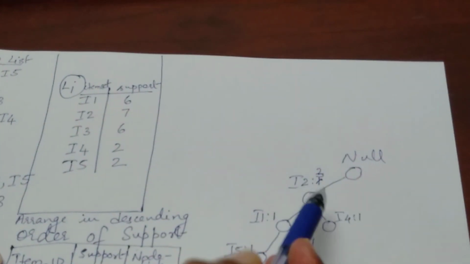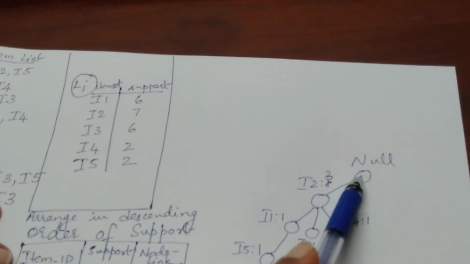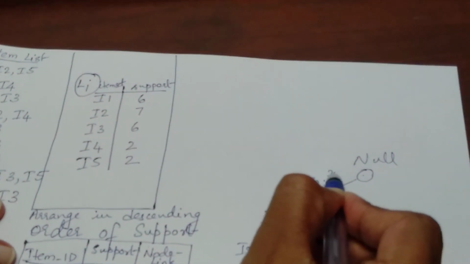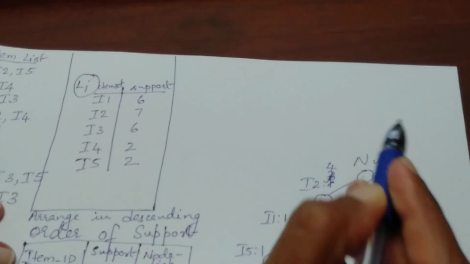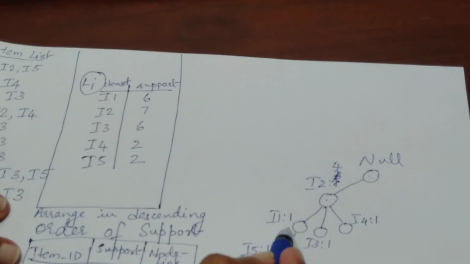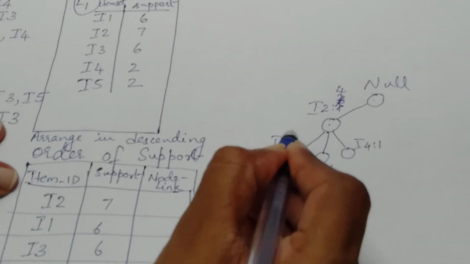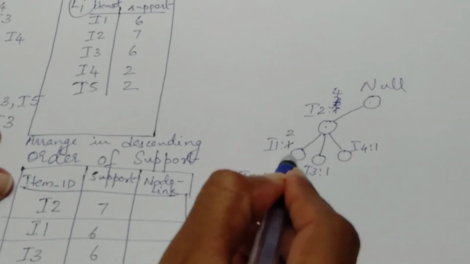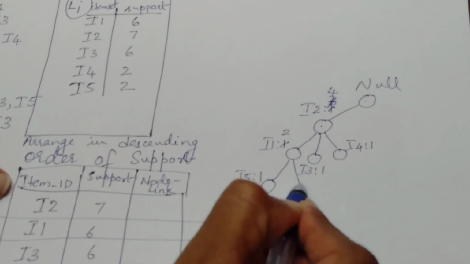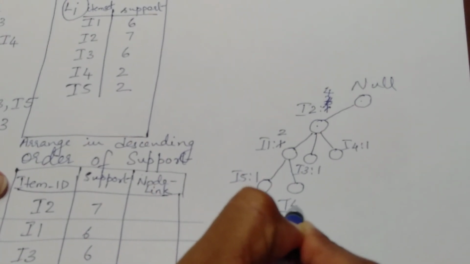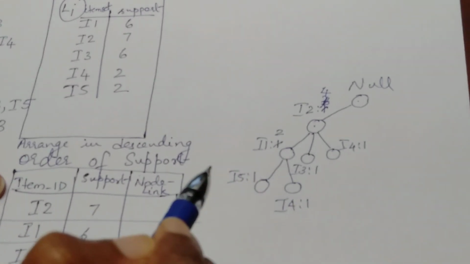So over here, if you see, we already have from the null, we have I2. So now my support is no longer 3, it has become 4. Here I have an I1 already connected to I2. So I'm going to change the support to 2. But to I1 I don't have a 4. So I'm creating another node for I4 with support 1. So now my fourth transaction is done.